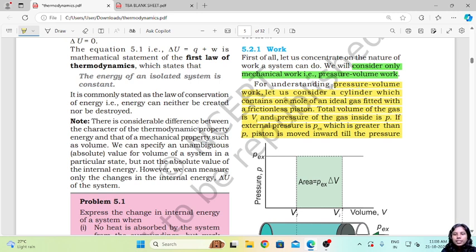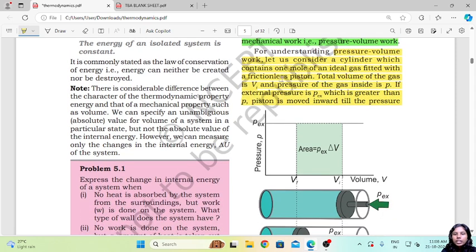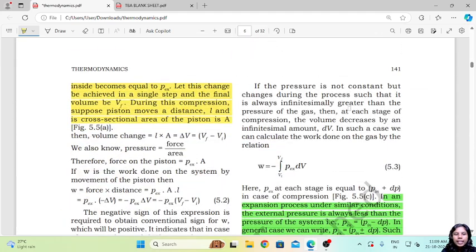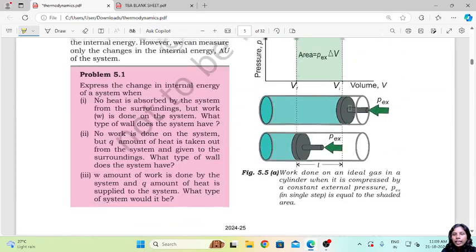So for understanding pressure volume work, let us consider a cylinder which contains say 1 mole of an ideal gas that is fitted with a frictionless piston. Total volume of the gas is say Vi, that is volume at the initial stage, and pressure of the gas is say P. If external pressure is Pex, which is greater than that of P, piston is moved inward till the pressure inside becomes equal to Pex.